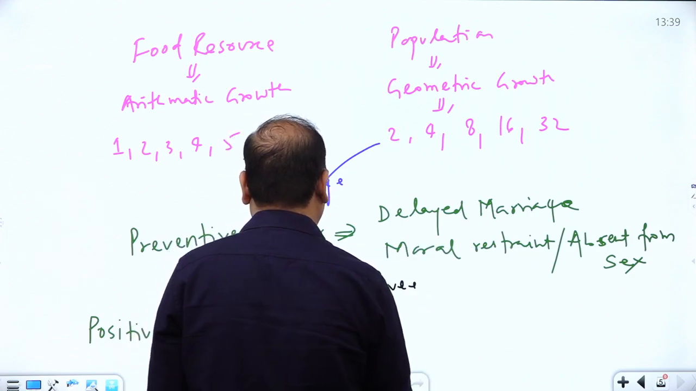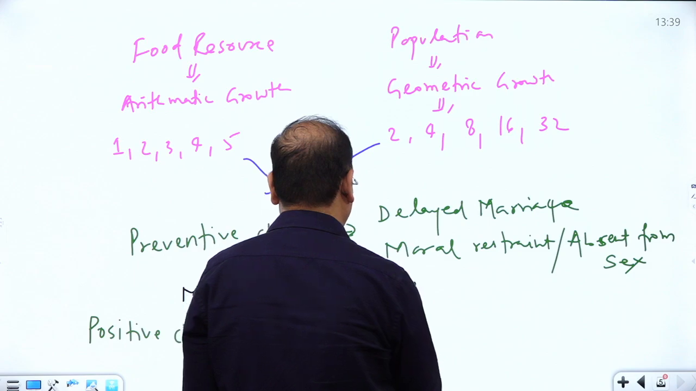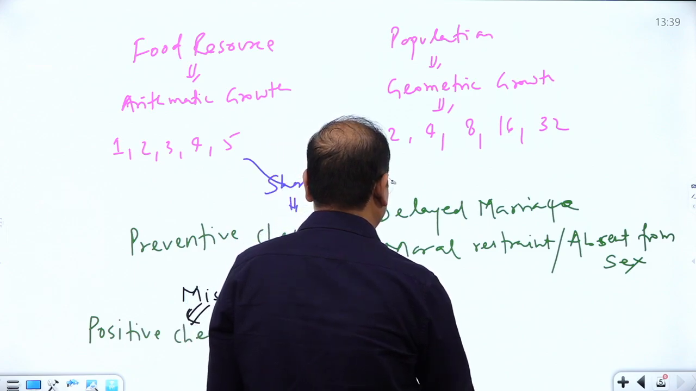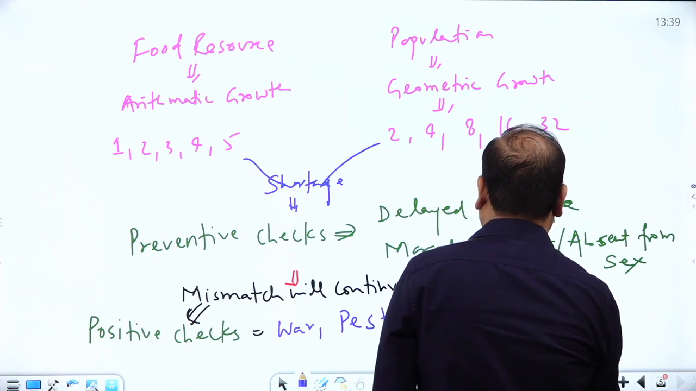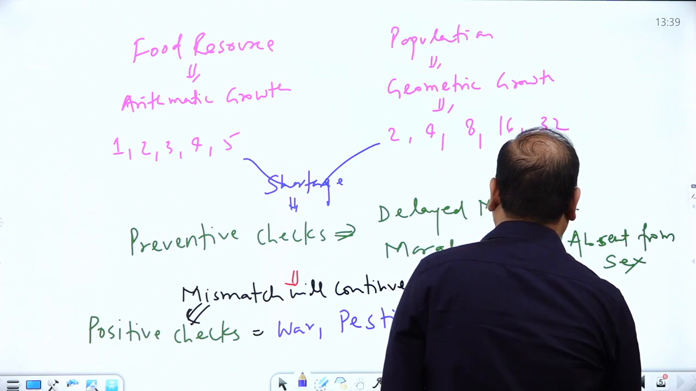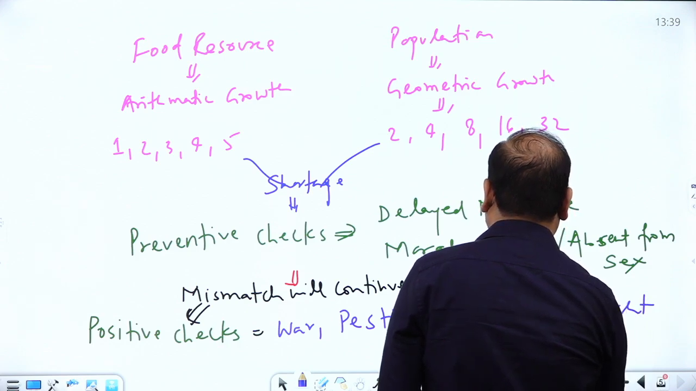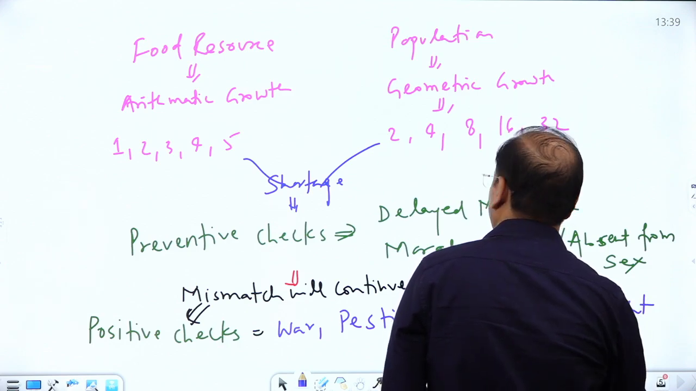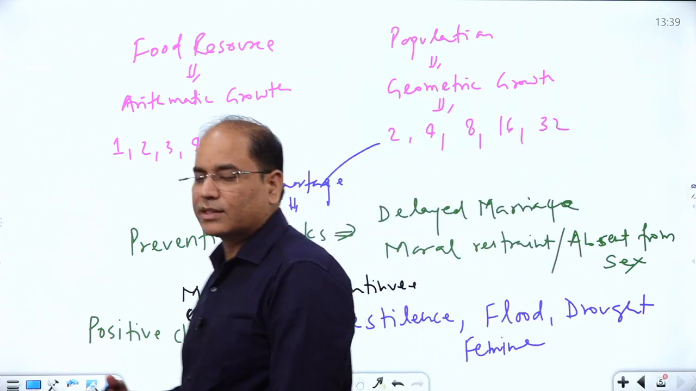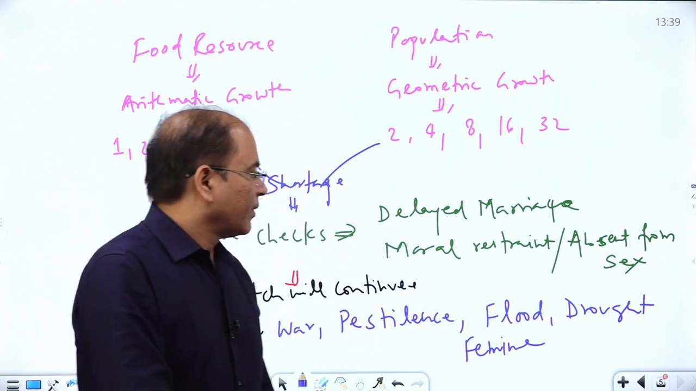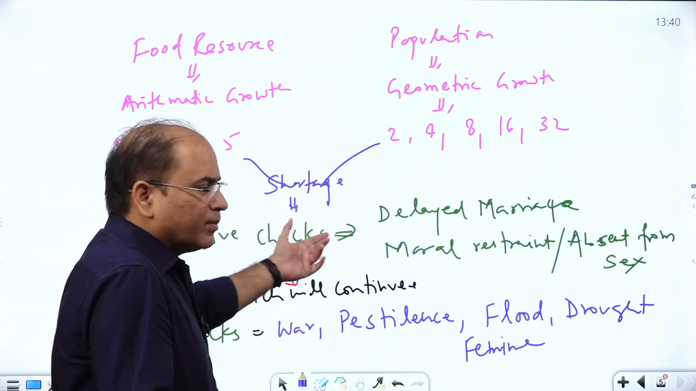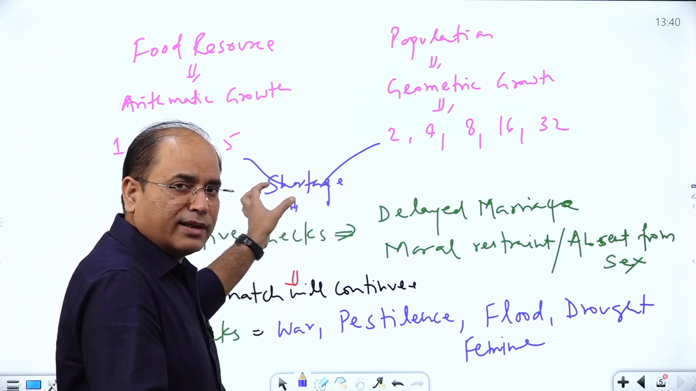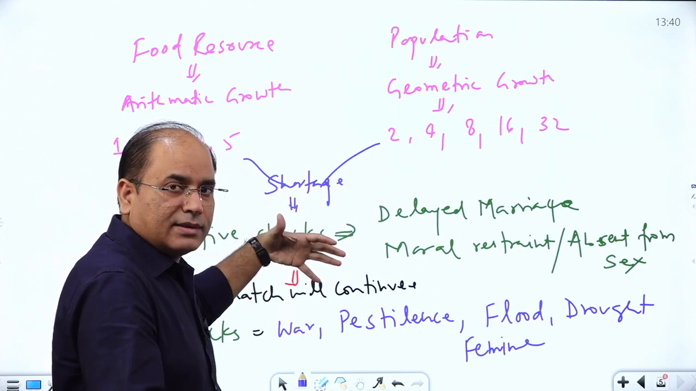War, pestilence, flood, drought, famine. So different positive checks have been suggested by Malthus. Now, let's try to understand and do some analysis here itself.